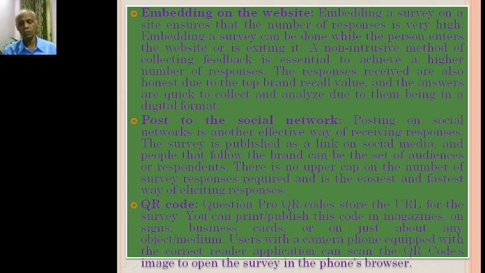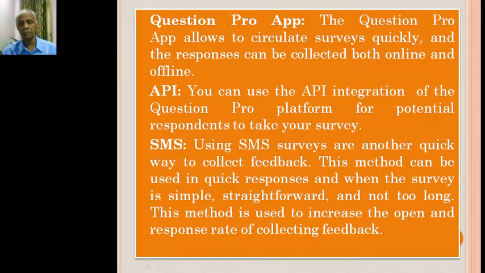The next one is QR code. QuestionPro QR codes store the URL for the survey. You can print or publish this code in magazines, on signs, business cards, or on just about any object or medium. Users with a camera phone equipped with the correct reader application can scan the QR code image to open the survey in the phone browser. This is very common, as we are observing at present in the COVID-19 pandemic.